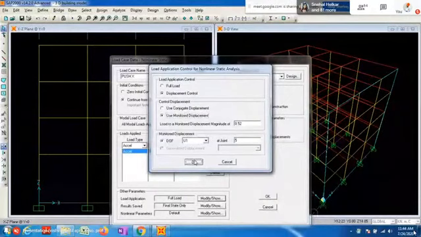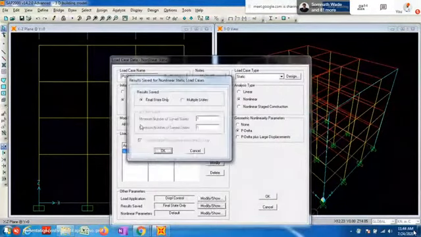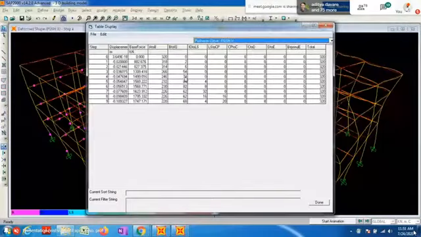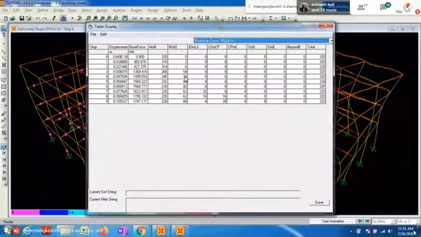Then go for a final review. Then we require the result. Software is asking what the performance of the structure is. At the performance point, the structure is in the immediate occupancy state. Are you satisfied? Yes, immediate occupancy. So the building is very safe. The design is very safe. So this information we get from the performance based design.